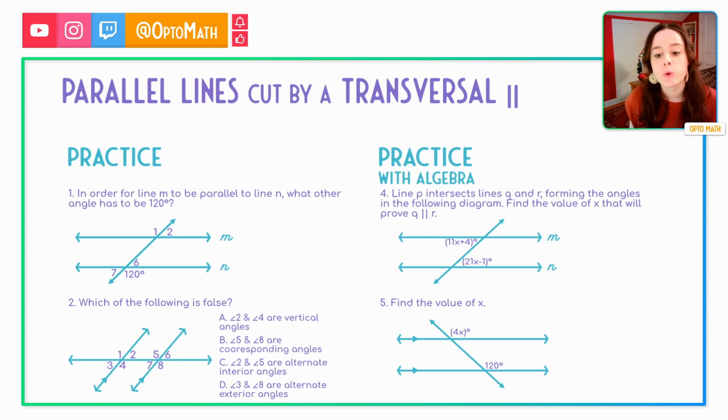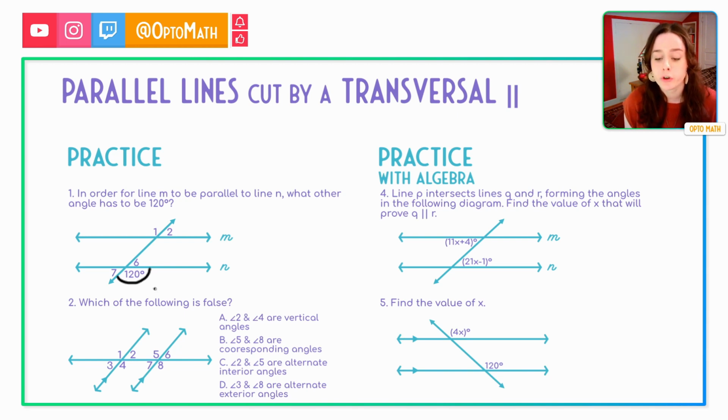Number 1 says, in order for line M to be parallel to line N, what other angle has to be 120 degrees? So we're given a picture with 120 degrees labeled right here. And we've got 1, 2, 6, and 7 as the rest of our angles here. So which angle has to match this?